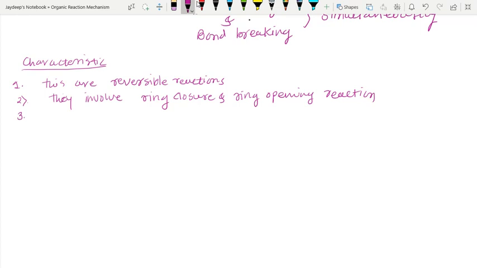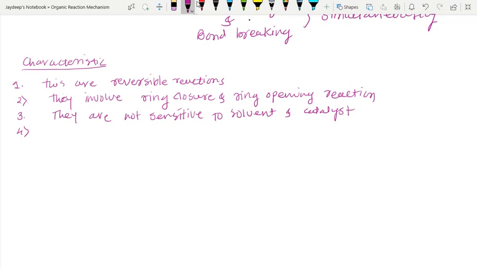The third characteristic: they are not sensitive to solvent and catalyst. This means they are not affected by the presence of solvent and catalyst. They can run without catalyst and solvent also. Or we can say that the catalyst does not affect the rate of the reactions.